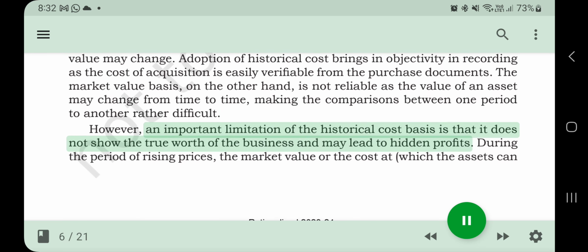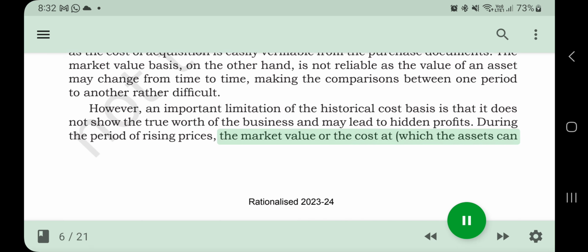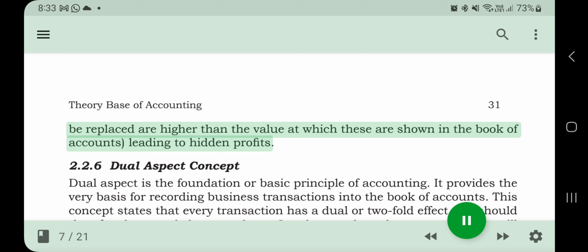However, an important limitation of the historical cost basis is that it does not show the true worth of the business and may lead to hidden profits. During the period of rising prices, the market value or the cost at which the assets can be replaced are higher than the value at which these are shown in the book of accounts, leading to hidden profits.